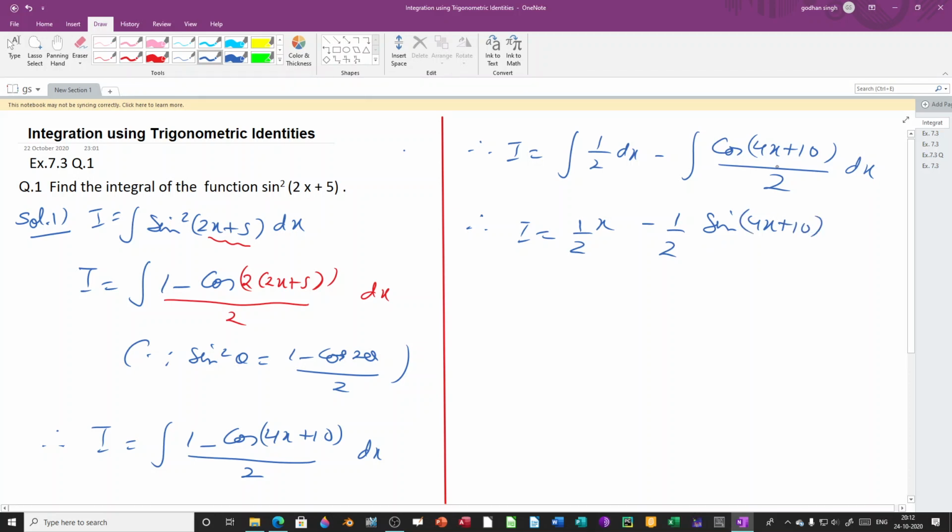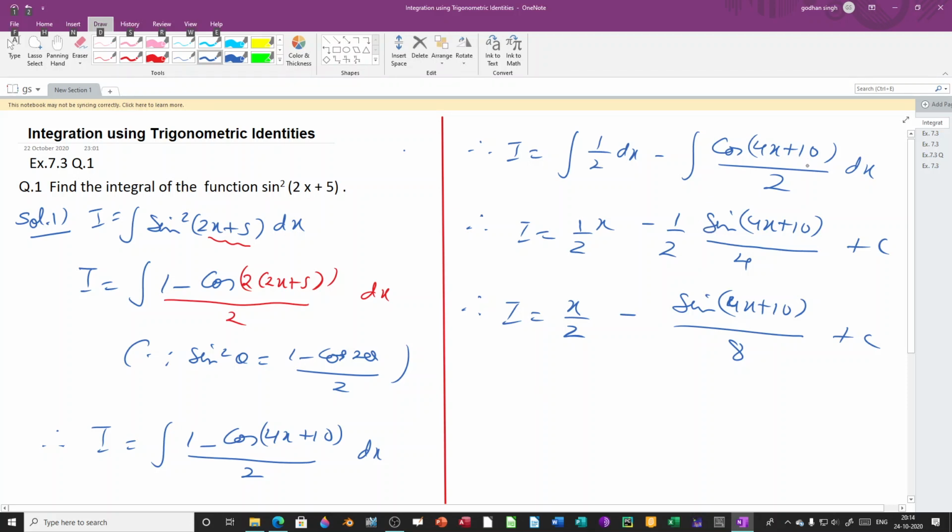But here we can see that whenever x has a coefficient other than 1 and it is linear, that is, in place of x it is of the form ax plus b, what we have to do is simply differentiate ax plus b. So we will differentiate 4x plus 10, and the derivative is 4. We will divide our answer by 4 and add a constant. Therefore the required answer is I equal to x by 2 minus sine 4x plus 10 over 8 plus c. So this is the answer of question number 1.